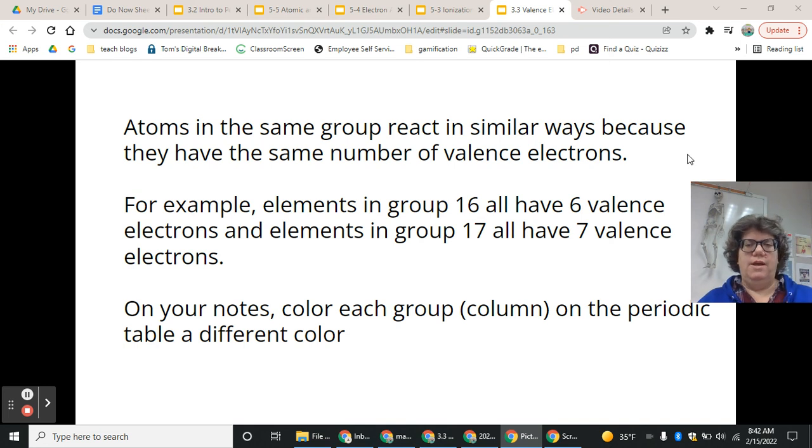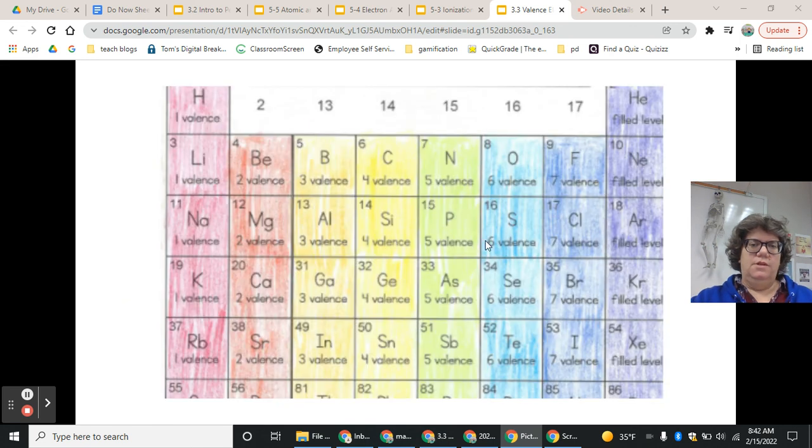So what I want you to do right now, like it says in your notes, color this periodic table. Color each group a different color. I guarantee I'm going to be looking for that in a couple of days. So do that. See, here's a pretty picture of it. Looks like a rainbow. Color it however you want. Just make each group the same color.